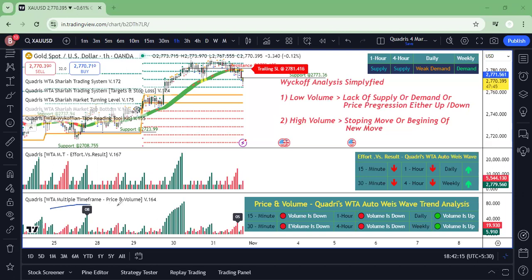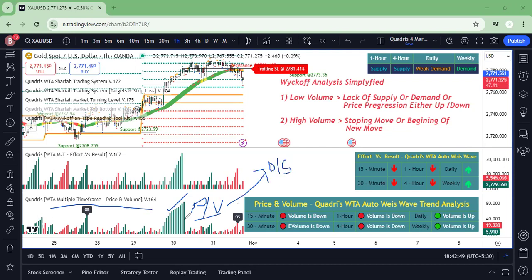This is the WTA multiple time frame price and volume indicator. It is derived from the idea David came up with, based on his study of Richard D. Wyckoff's work on price, demand and supply, price and volume, which in our terms we normally call demand and supply evaluation.